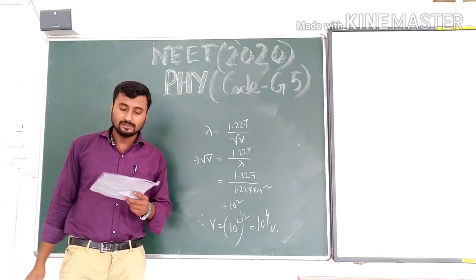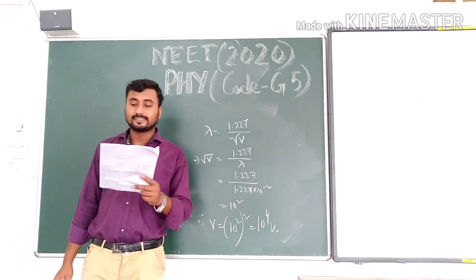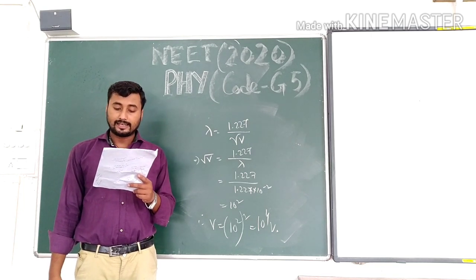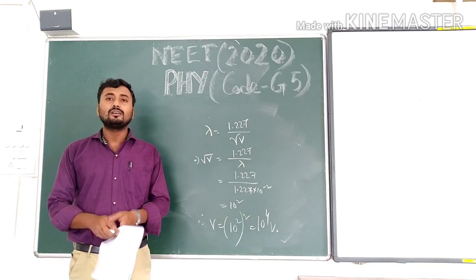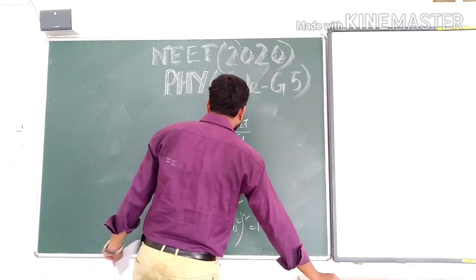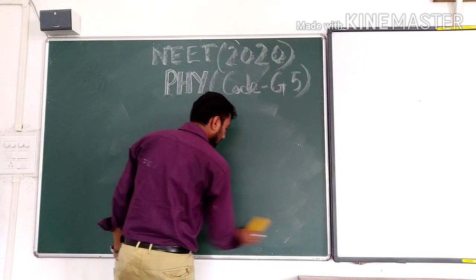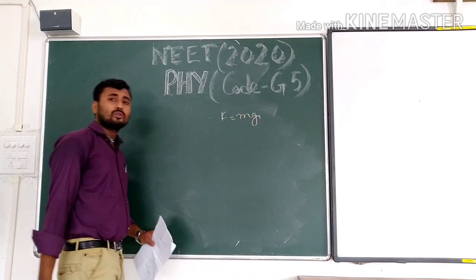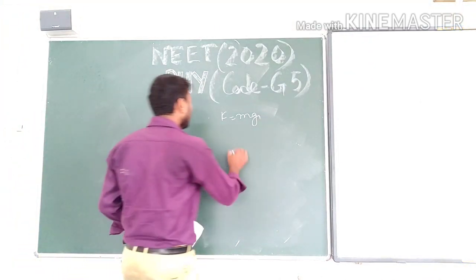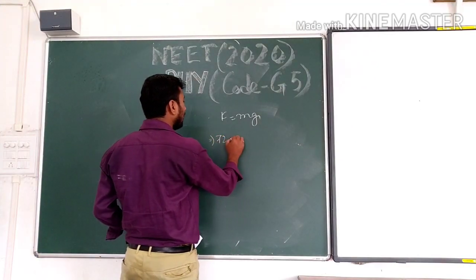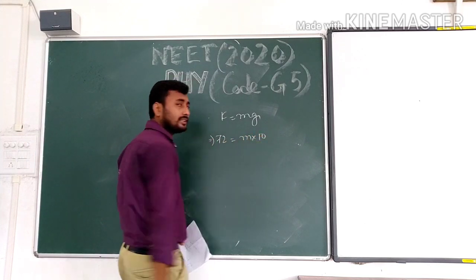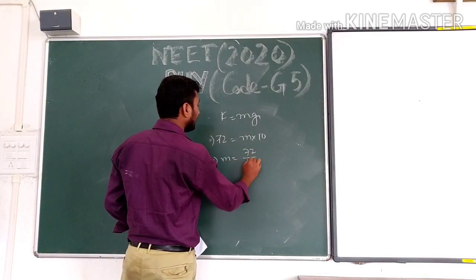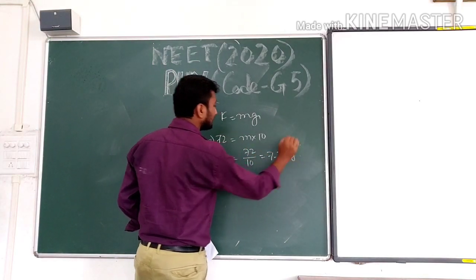Next question, very interesting question. 144. A body weighs 72 Newton on the surface of the earth. What is the gravitational force on it at a height equal to half of the radius of the earth? So how will it be found? Here F equal to mg, right? F equal to 72 Newton and equal to m into acceleration due to gravity, which we take as 10. So m will be 7.2 by 10, it will be 7.2.